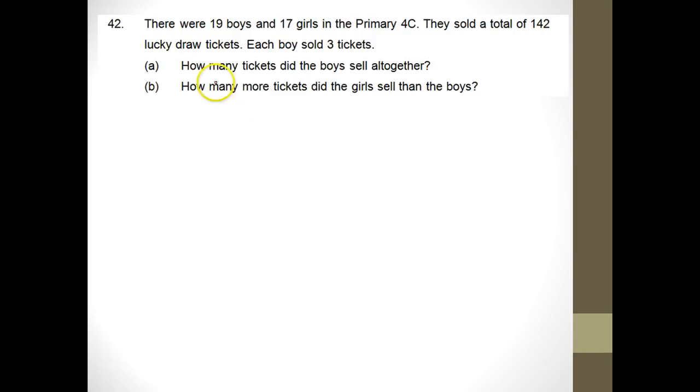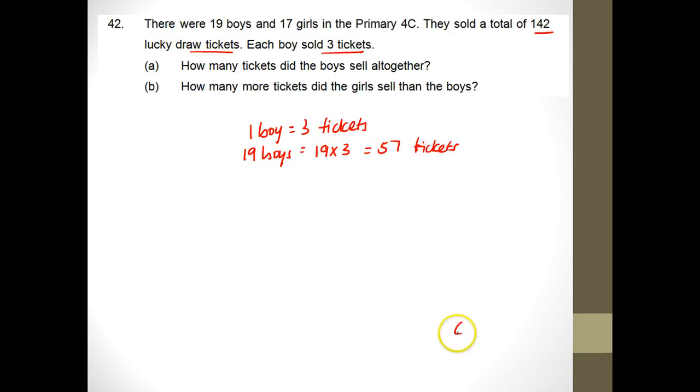Question 42. There were 19 boys and 17 girls in primary 4C. They sold a total of 142 lucky draw tickets. Each boy sold 3 tickets. So I know 1 boy, 3 tickets. So 19 boys will be 19 times 3, which is 57 tickets. So my answer for A is 57 tickets.